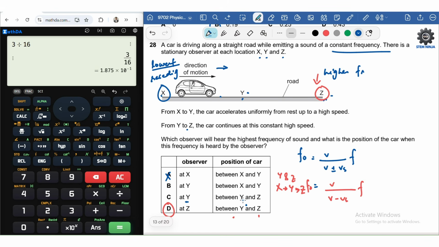At y, between y and z. So the observer is at y, but the car is in between y and z. But from the perspective of y, the car would be receding. So it will hear, once again, observed frequency lower than the original frequency. So no, only D would be correct.